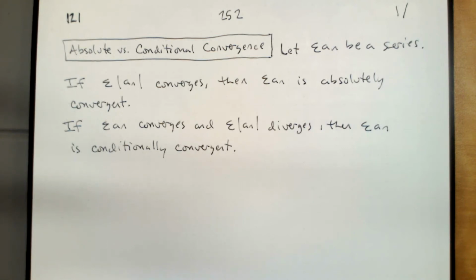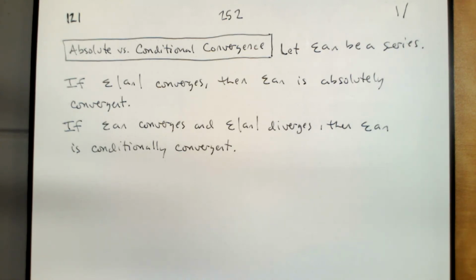So let's talk about the difference between absolute convergence and conditional convergence. Here's the definition. This says nothing about why we have these two kinds of convergence. This is just saying how we're going to divide up the convergence. Absolute convergence means we can make all the terms positive and the series still converges. We didn't need a bunch of negative terms to get convergence.